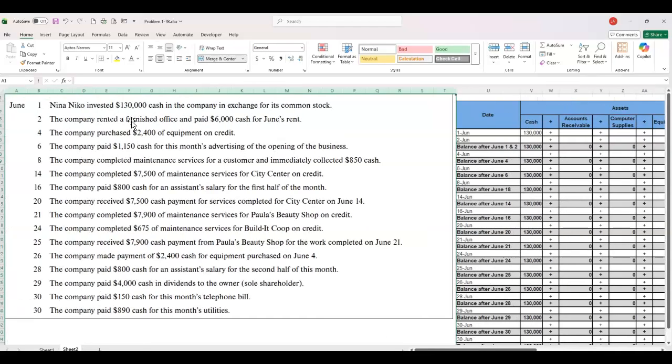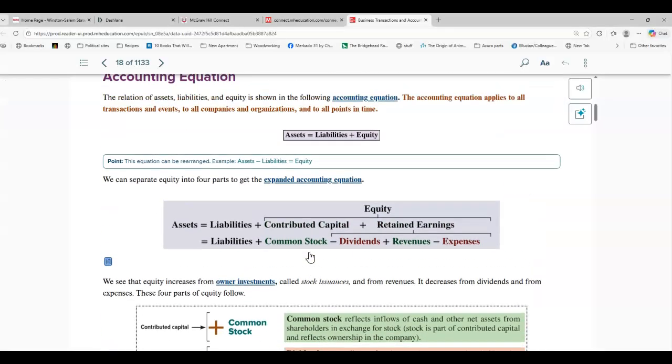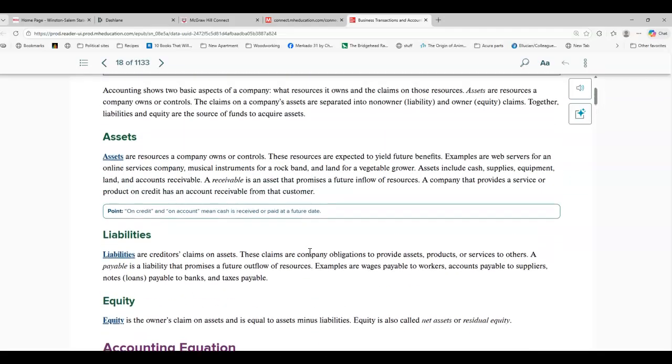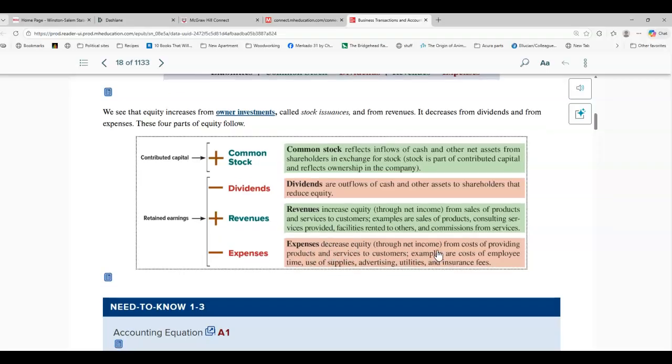On the 2nd of June, the company rented a furnished office and paid $6,000 cash for June's rent. Well, that should be fairly simple to figure out. If we paid for rent, that sounds to me like an expense. The cost of providing products and services to customers. Examples are cost of employee time, use of supplies, advertising supplies, utilities, insurance fees. Rent, of course, would be in there. Taxes would be in there, whatever.